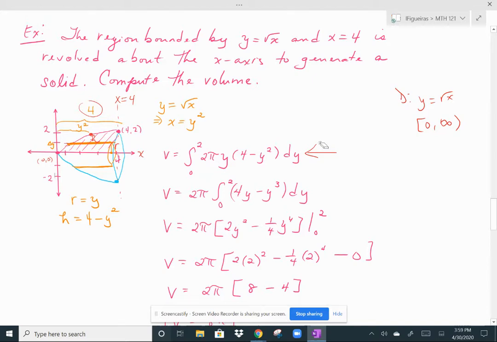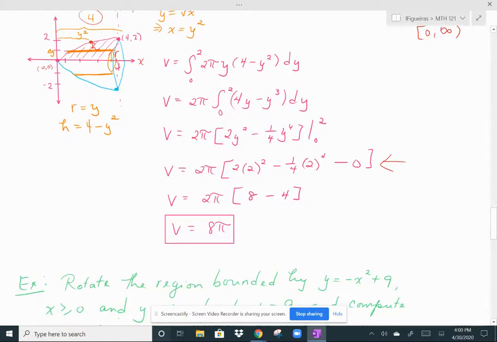So factor out the 2 pi in the next line and distribute y across 4 minus y squared. So you are integrating 4y minus y cubed. Do the anti-power rule to get the third line. So you get 2 pi times 2y squared minus 1/4 y to the 4th. Substitute in your upper limit minus your lower limit. So you get this line here. And when you do the arithmetic, you get that your volume is 8 pi.